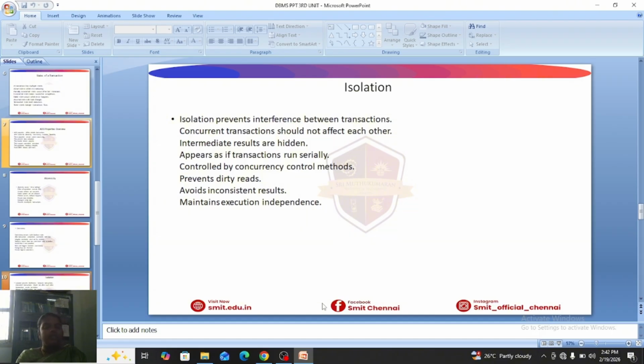Isolation prevents interference between transactions. Concurrent transactions should not affect each other. Intermediate results are hidden. It appears as if transactions run serially. It is controlled by concurrency control methods. It prevents dirty reads and avoids inconsistent results. It maintains execution independence.